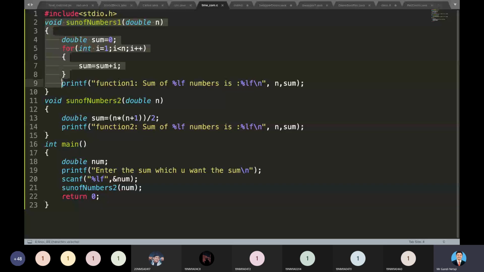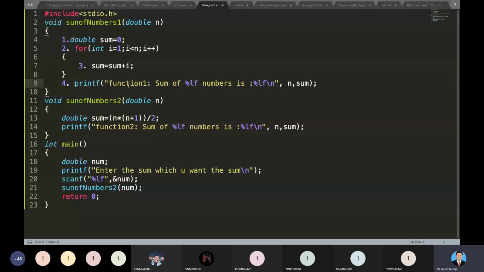Initially sum is equal to 0. i initially starts from 1, and i is less than or equal to n. The sum is repeated that number of times. According to the algorithm, this is the first instruction, this is the second instruction, and this is the third instruction, according to the previous slide. This is the fourth instruction. Finally we print the sum. So this is the way to implement the first method.